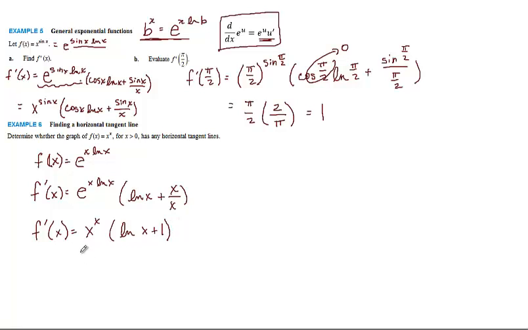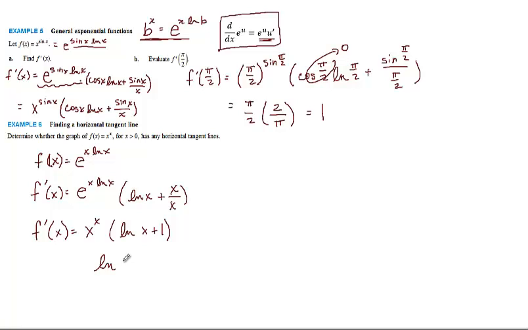This thing is already factored for me. So if either one of these two is 0, the whole thing is 0. X to the x can't be 0. If you graph that, look at it, you'll see that x to the x is positive.